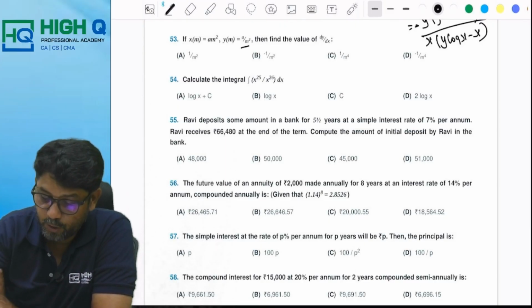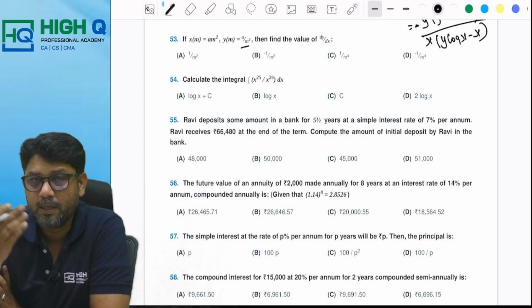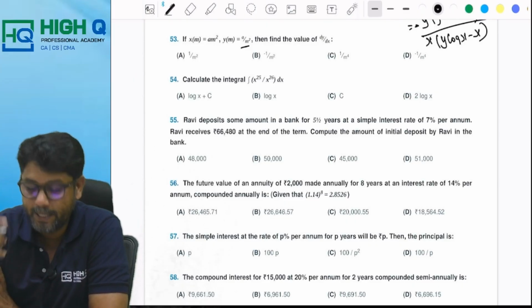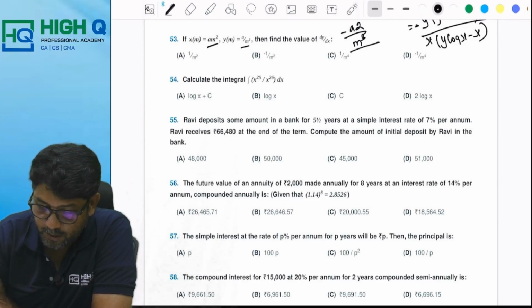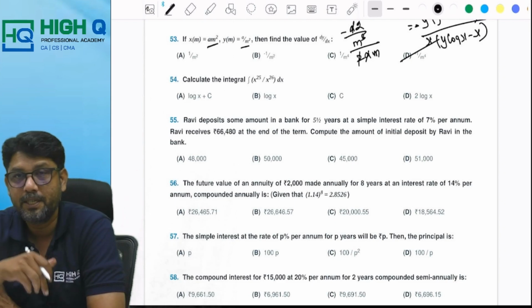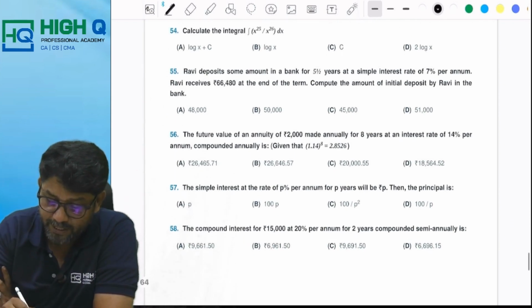In one step, we can do it. First differentiate y, a by m square. You know the derivative of a by m square, that is 1 by m square. What is it? Minus 2 by m cube. So which is equal to minus 2a by m cube, divided by the derivative of x, which is 2am. Now 2a gets cancelled, my dear. Only minus 1 by m power 4, option D.